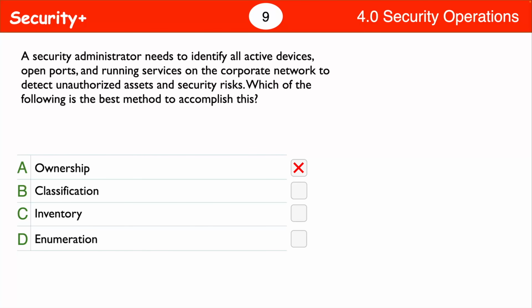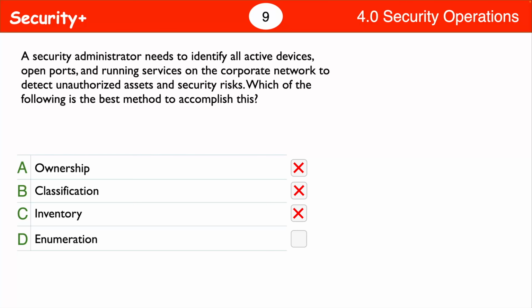Next, we can eliminate C, inventory. That refers to maintaining a list of assets, but it does not discover them, since technically inventory is an already made list, right? And then finally, we can rule out B, classification. Classification refers to data sensitivity levels, often used in things like the military, such as secret or top secret.